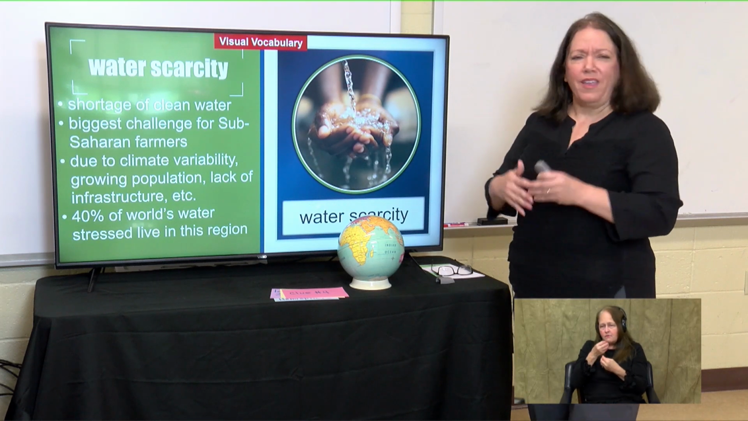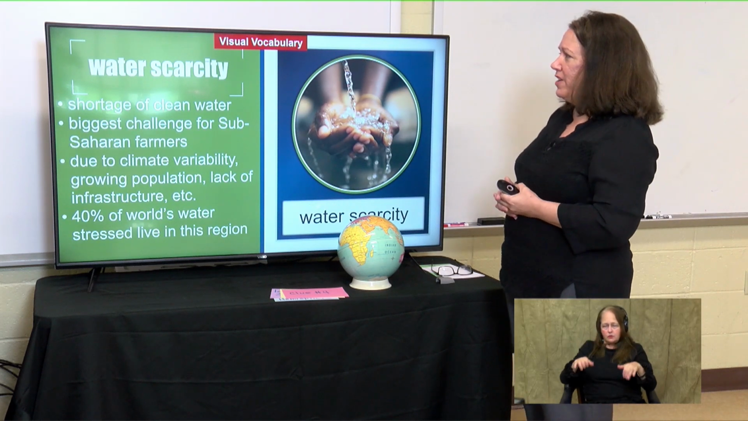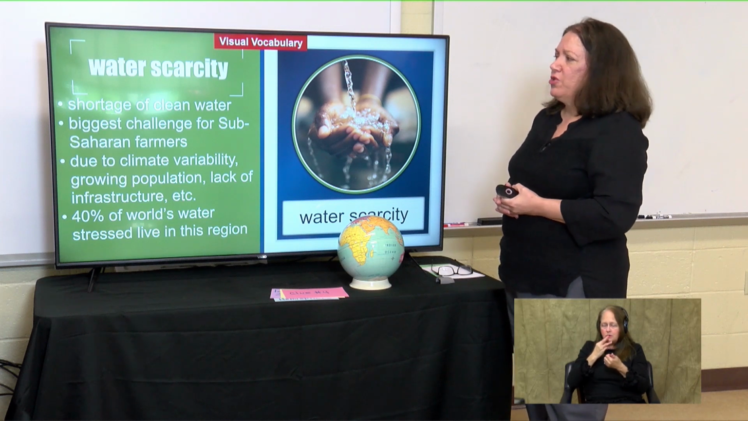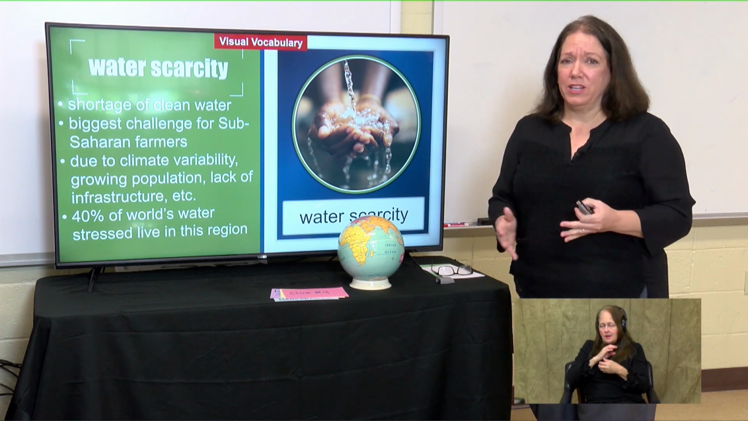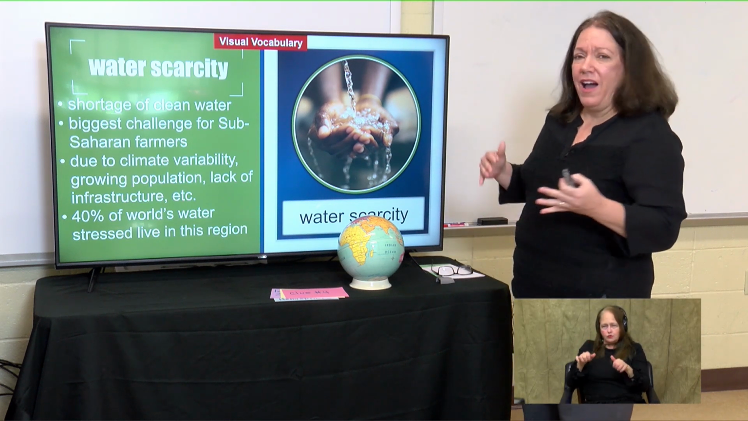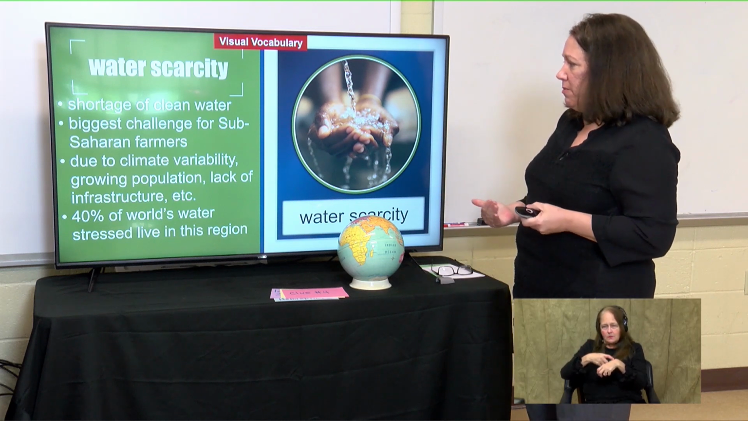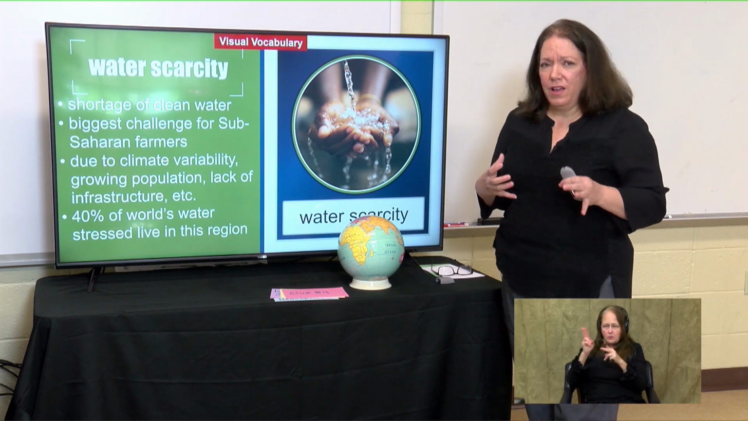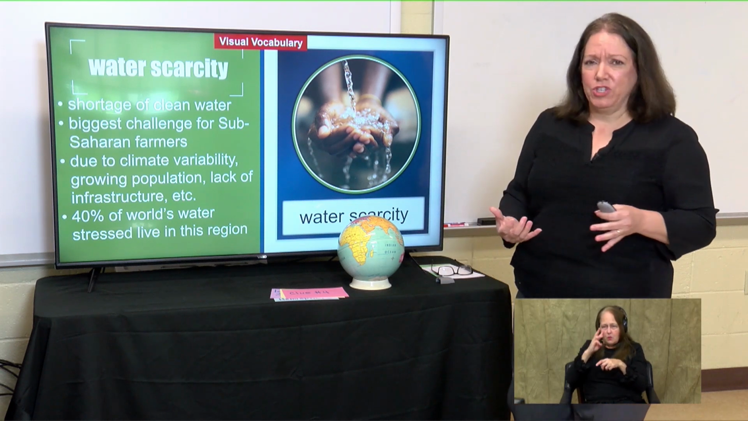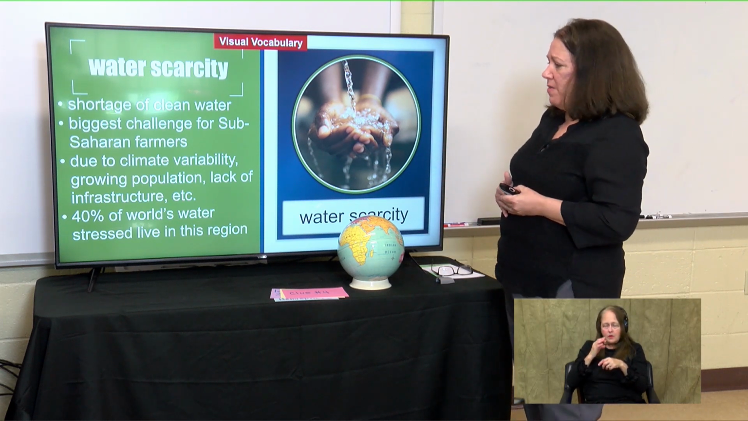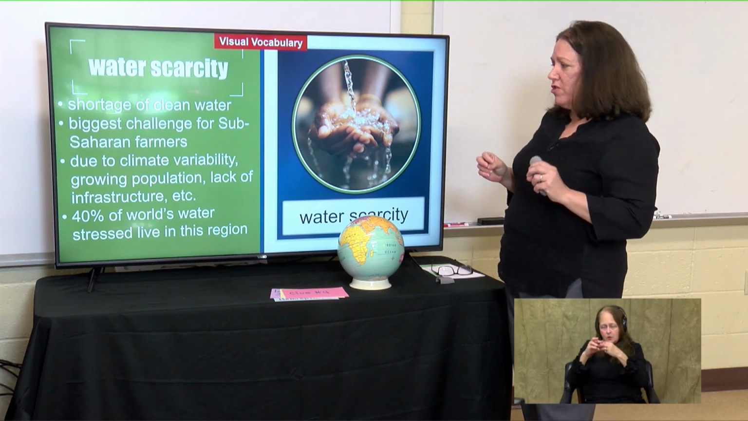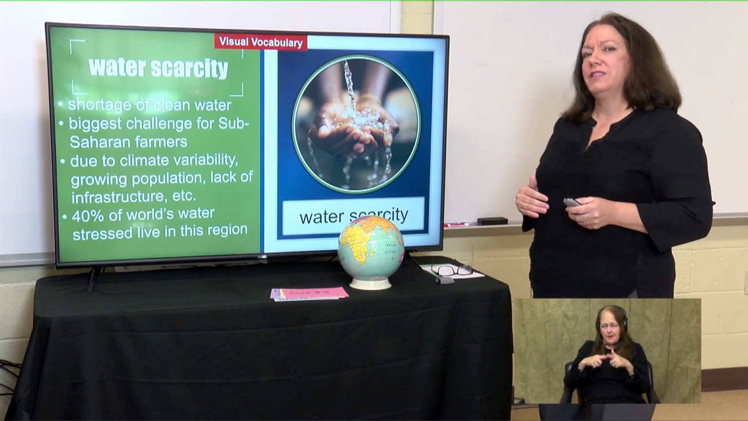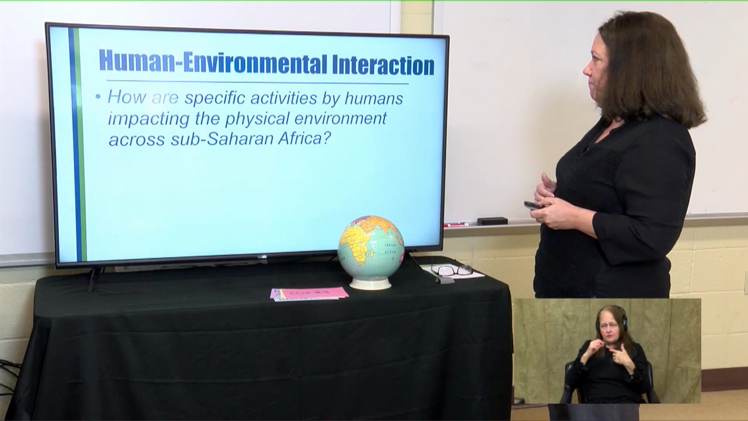A big challenge in sub-Saharan Africa is water scarcity, a shortage of clean water, and that is a big challenge for the farmers there. It's due to a lot of things: climate variability, growing population, increased need for water, lack of infrastructure. In fact, 40% of the world's water-stressed people live in sub-Saharan Africa.